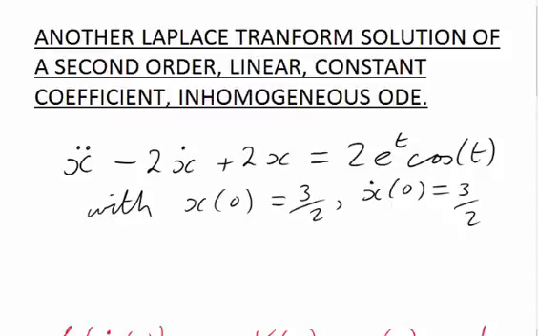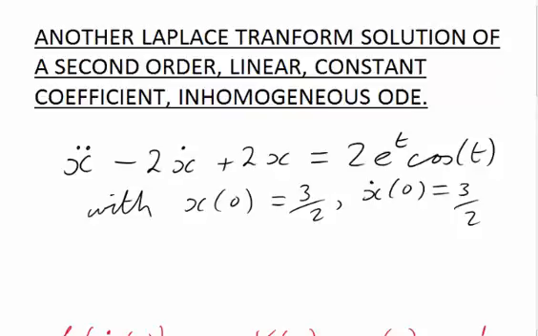I'm going to use the Laplace transform method to find the solution for the second order constant coefficient inhomogeneous differential equation shown here. Little x is to be regarded as a function of t, and the dots are differentiations with respect to t. The equation is inhomogeneous because there's a non-zero function of t on the right-hand side. It also has two conveniently expressed boundary conditions at the value t equals 0, in this case both given as 3/2.